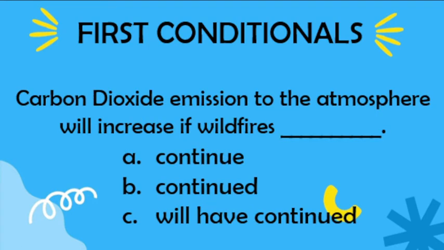Next, carbon dioxide emission to the atmosphere will increase if wildfires blank. Continue, continued, will have continued. Answer, continue. Carbon dioxide emission to the atmosphere will increase if wildfires continue. Our if clause or condition is if wildfires continue. Yung condition daw natin, if wildfires continue, what is the possible result? Carbon dioxide emission to the atmosphere will increase.